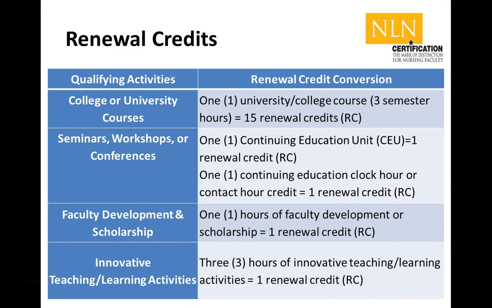This chart, which is available on the website, provides examples of different qualifying activities and their renewal credit value. You can see that graduate coursework is valued at 15 renewal credits for a 3-hour course, while workshops or seminars that offer CEUs, as well as those that do not, count as 1 clock hour per renewal credit. Innovative teaching and learning activities, such as creation of learning materials, count 3 hours for 1 renewal credit.